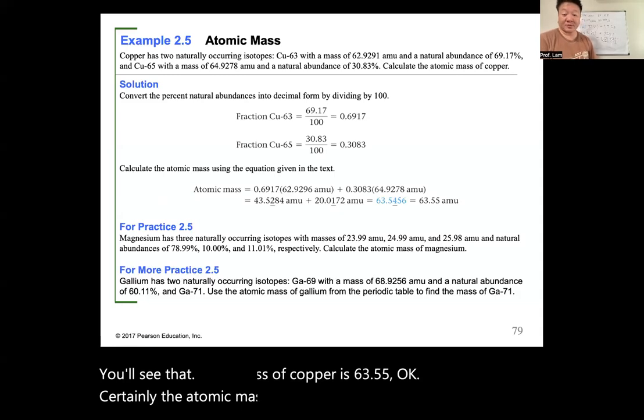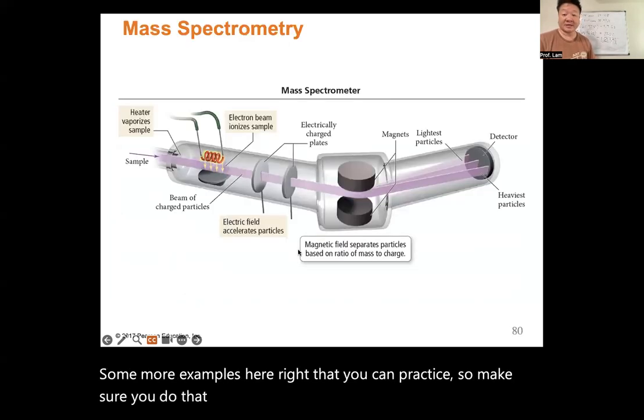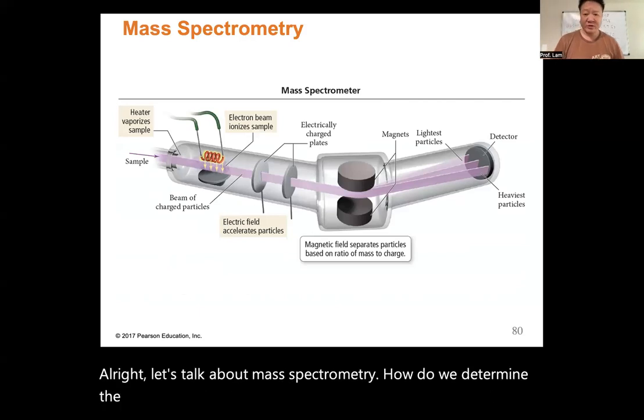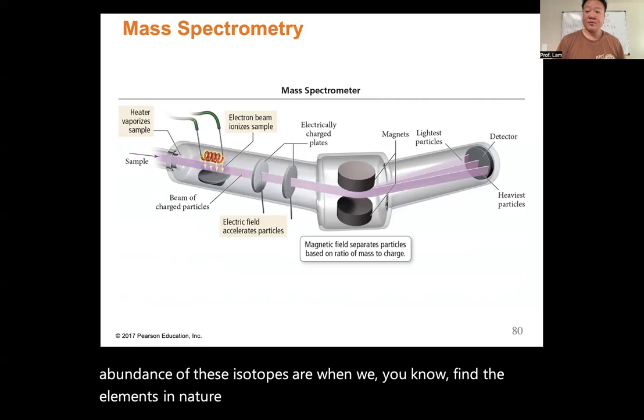So more examples here that you can practice. Make sure you do that so you know how to calculate atomic mass. Okay. All right, let's talk about mass spectrometry. How do we determine the abundance? How do we as scientists know what the abundance of these isotopes are when we find the elements in nature? So that's the method.